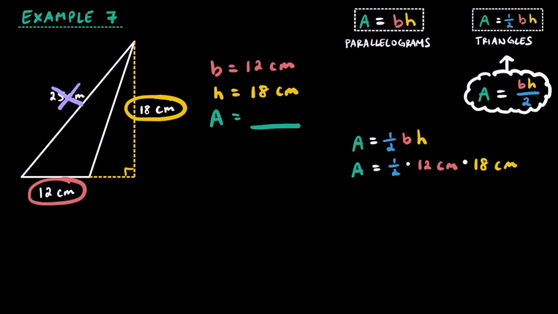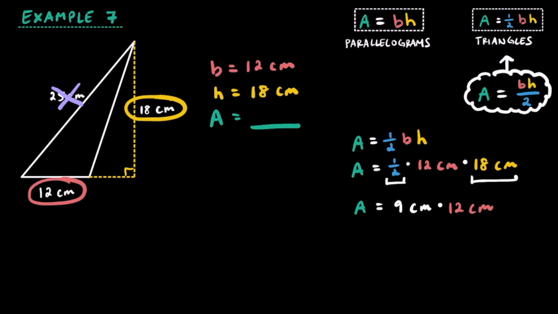Now we can multiply in any order. We could take half of 12 or half of 18. Maybe I'll take half of 18 to make that number a little bit smaller. So half of 18 is going to equal 9. And don't forget, we can really do this in any order we want to, just because we're just going to end up multiplying anyway. But half of 18 is going to equal 9. So I'll go ahead and write that's going to be 9. Half of 18 centimeters is 9 centimeters.